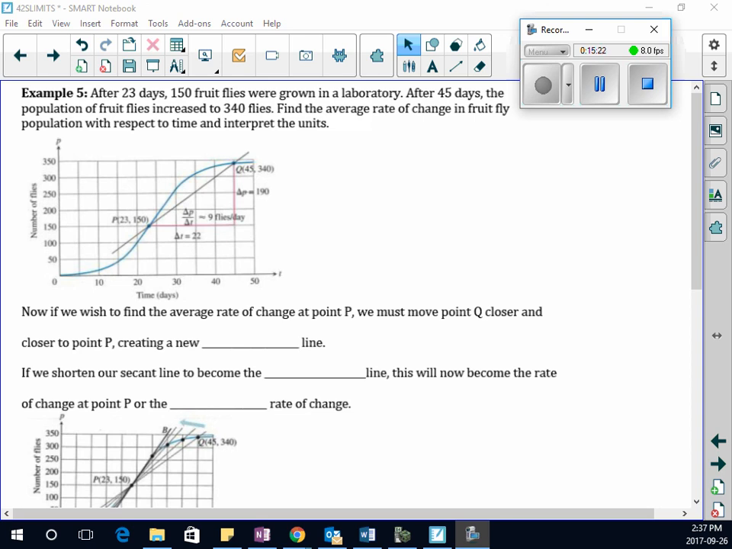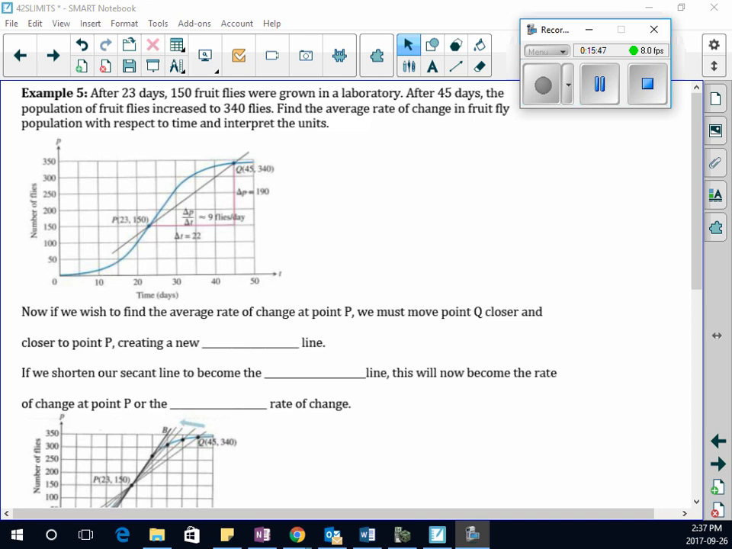So what are they asking you? This is what you're supposed to get from this. What are they asking you when they say average rate of change? You are finding the slope of the secant line. If I said I wanted the instantaneous rate of change, I would find the slope of the tangent. Okay, so we are just finding the average rate of change.